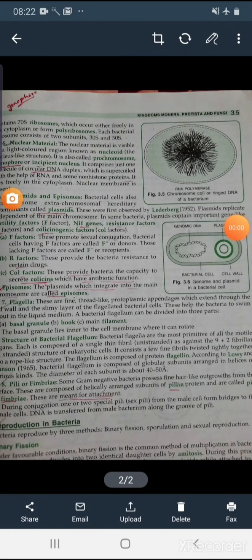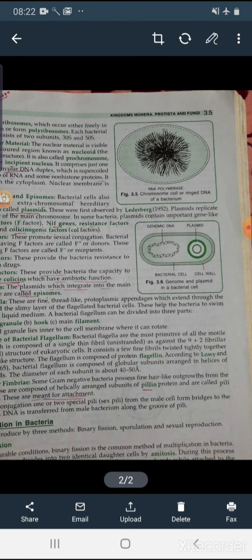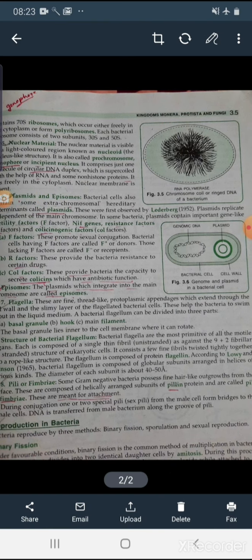And next is the pili or fimbriae. Not all bacteria have pili or fimbriae, but some gram negative bacteria possess hair-like structures, or very thin finger-like outgrowths from the surface, from the cell wall or from the capsule. They are composed of helically arranged subunits of the protein pilin. Flagella have the flagellin protein, and pili or fimbriae have the pilin protein.